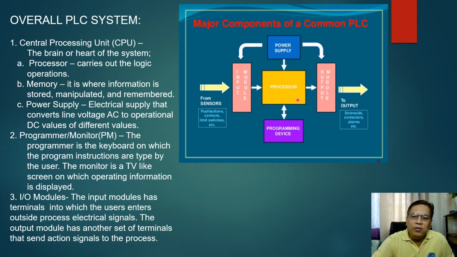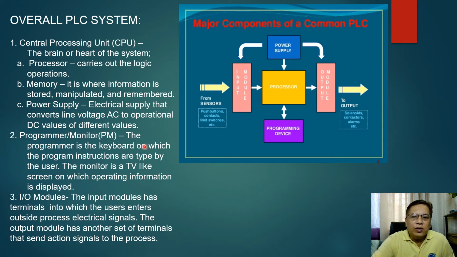Now your PLC will also have outputs in the form of DC, okay, with different values, or you can also have an output in the form of AC. It depends on the requirement of your process system. For example, if the output of your system requires an AC signal, then we can select a PLC with an AC output.